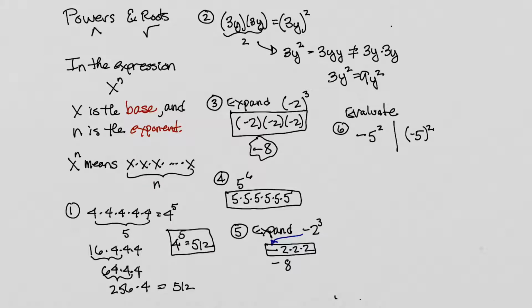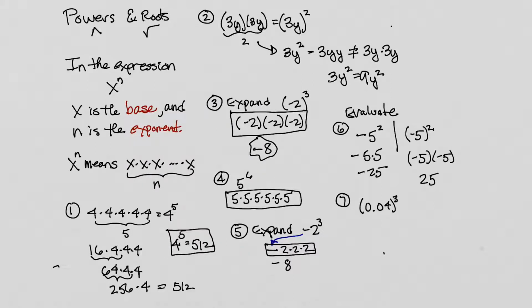Let's evaluate both of these. In number 6 here, the exponent of 2 applies only to the 5, not the negative. So when we expand this, we're going to get negative, the 5 appears twice, so 5 squared, so negative 25. And now in this one, the exponent of 2 applies to this number right here, which is negative 5. See the difference? This 2 applies just to the number 5. This 2 applies to the number negative 5, and it's telling us that negative 5 appears twice in this multiplication: negative 5 times negative 5. 2 negatives together give us a positive, so we're going to get positive 25.